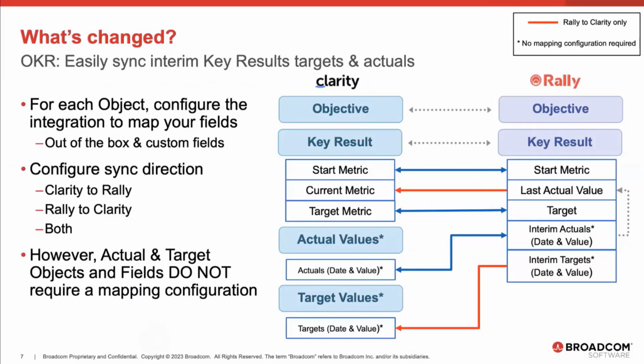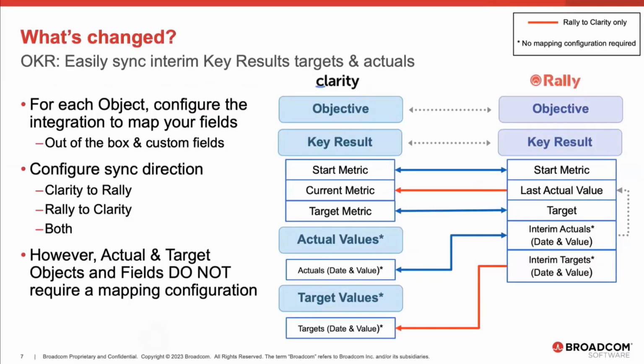Interim targets are defined in Rally and synced only from Rally to Clarity. Interim actuals can be captured in either Clarity or Rally and can be synced in both directions. The existing sync job has been updated to support populating interim targets and actuals using these predefined directions.